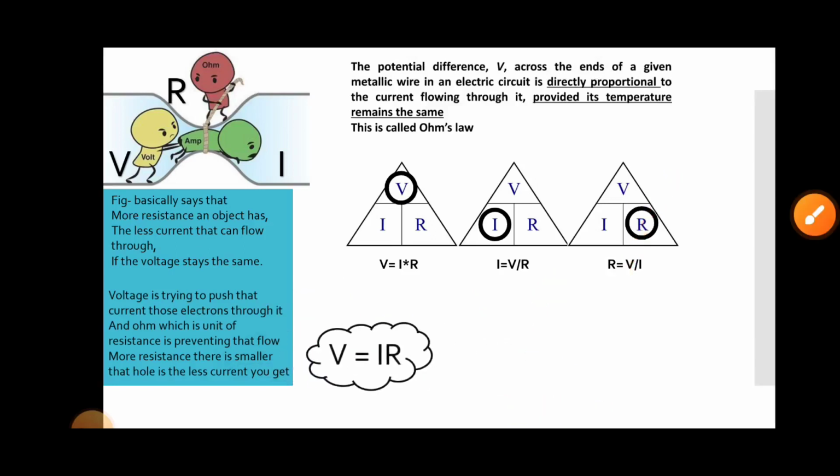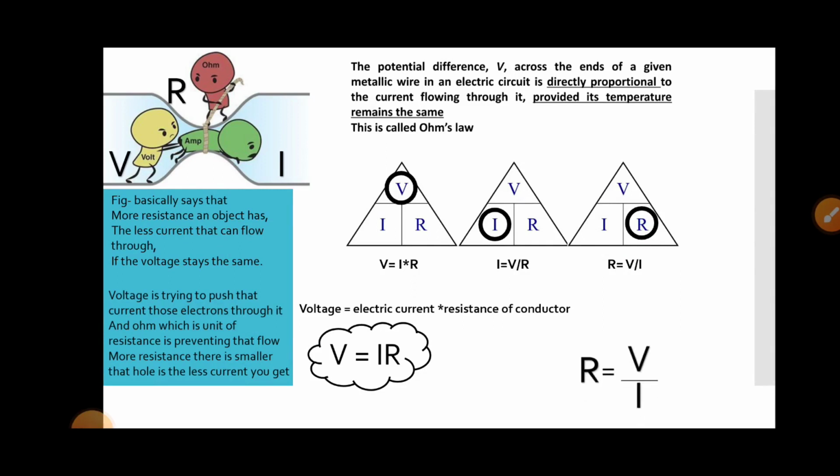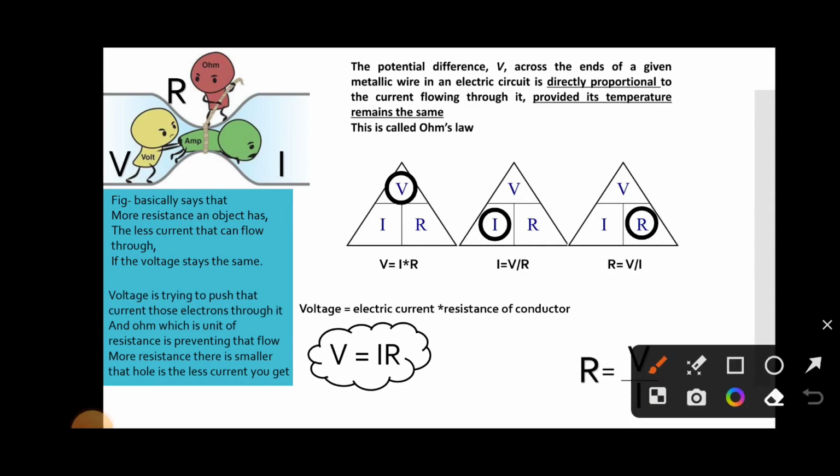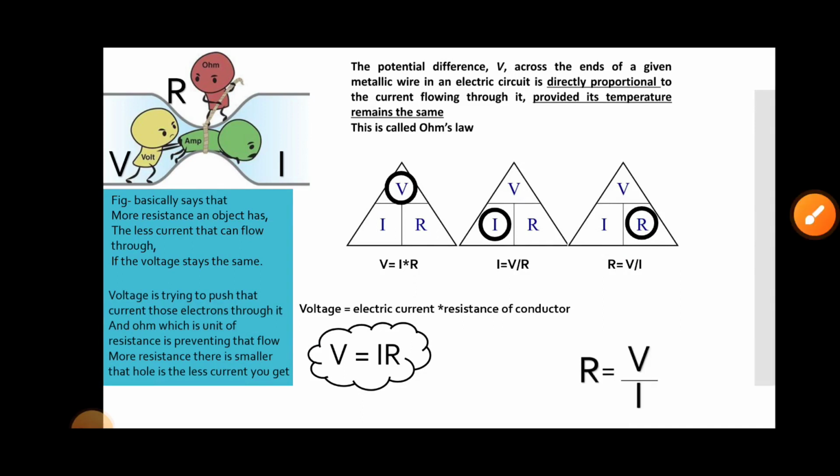And the equation is V equals IR, where V is voltage, I is electric current, and R is the resistance of a conductor. And the resistance R is equal to voltage divided by current, and it does not depend on the voltage and the current. Therefore, the resistance is constant at a given temperature for a given resistor.